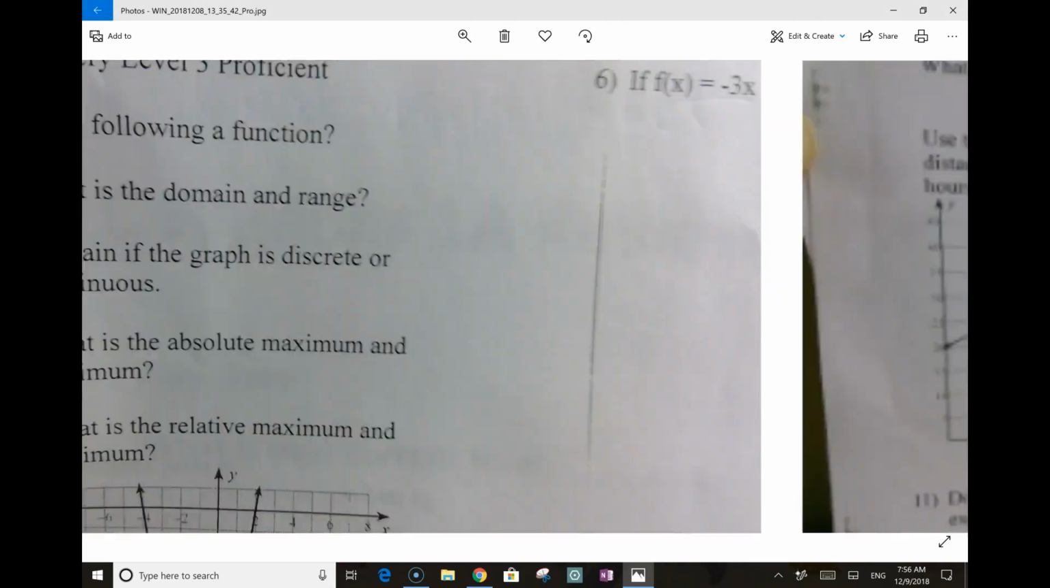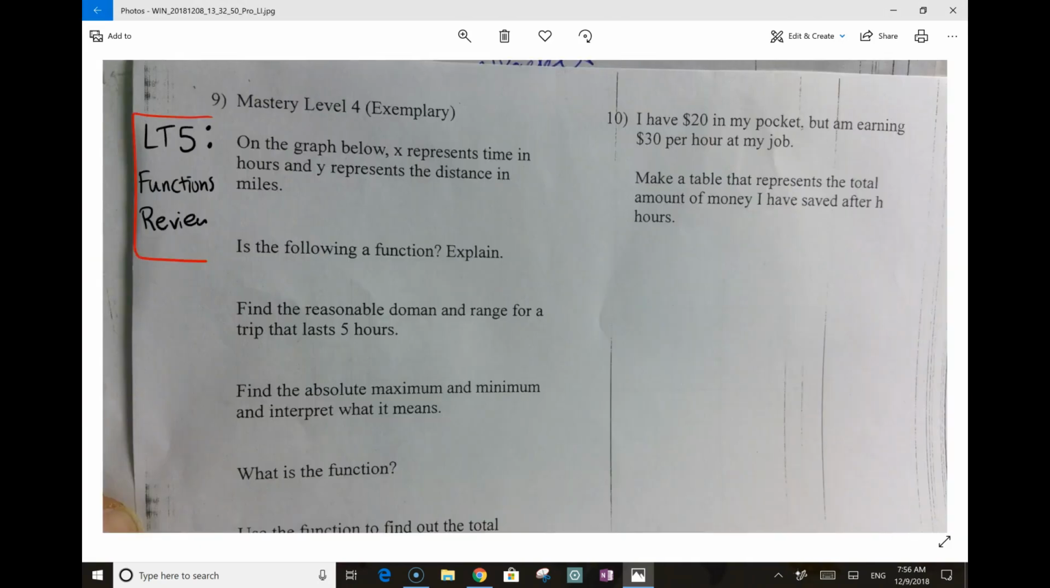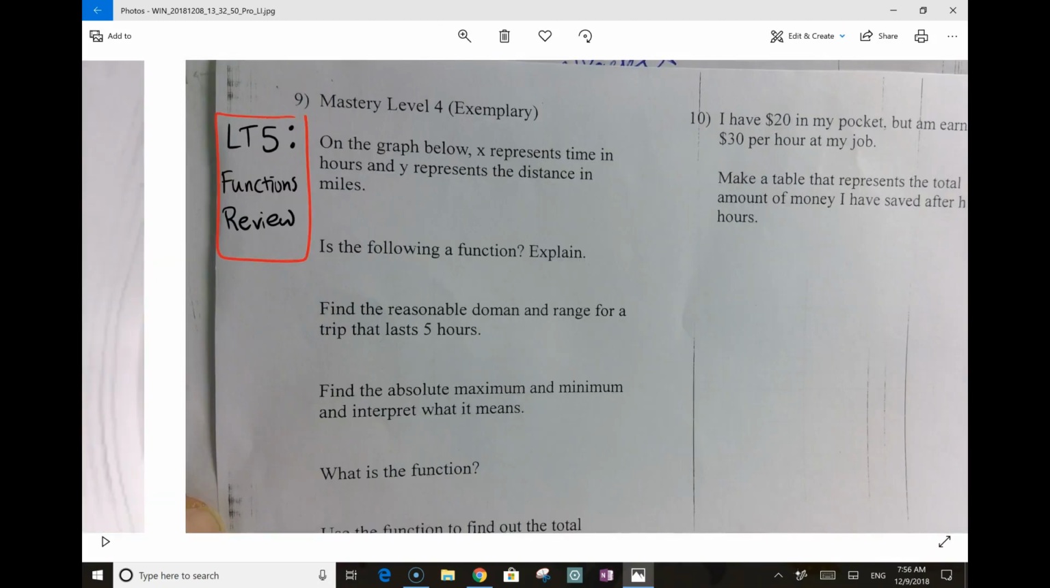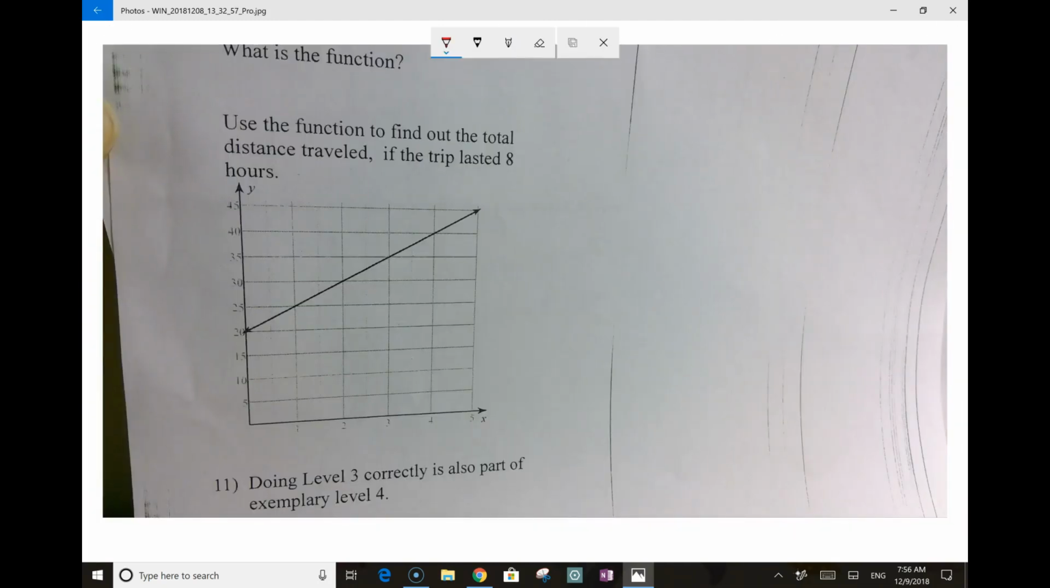The next question is, find the absolute max and min and interpret what it means. Going back to the graph, the absolute maximum has to do with the highest y value on the graph. If I go to the highest point on the graph and I go all the way out, I can see, oh, the absolute maximum is at 45 miles.